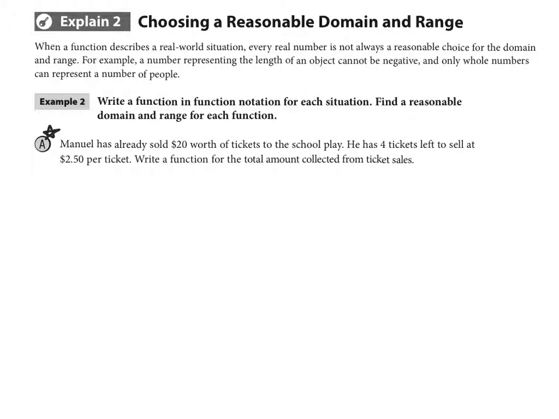If I read the function itself, it just says Manuel has already sold $20 worth of tickets. He has 4 tickets left to sell, and he's going to charge $250 per ticket. So the two things that I've underlined have to do with how much money he's going to make, or what he's going to collect in sales. So I'm going to call this f of x for my writing stage. f of x equals $20 that he's already sold, plus $250 for each additional ticket. And we want to define that x stands for the number of tickets.